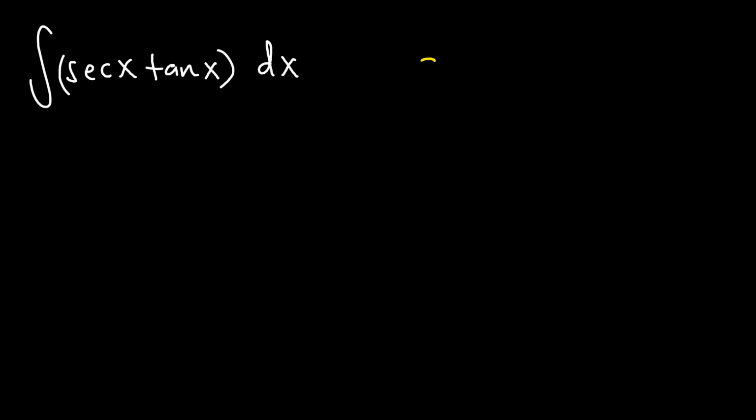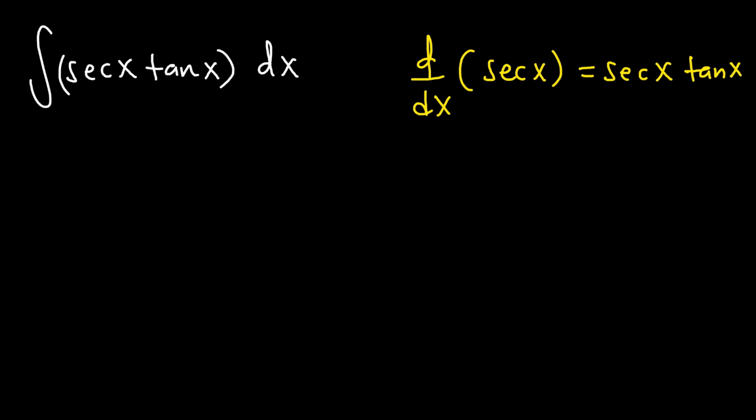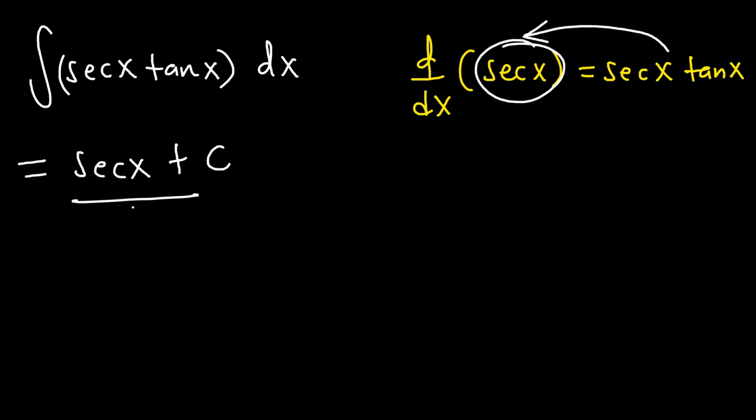Now what if you had the integral of secant x times tangent x dx? We know that if you differentiate secant x, you get secant x tangent x. Therefore, if you integrate secant x tangent x, you should get secant x. So this will be equal to secant x plus c.